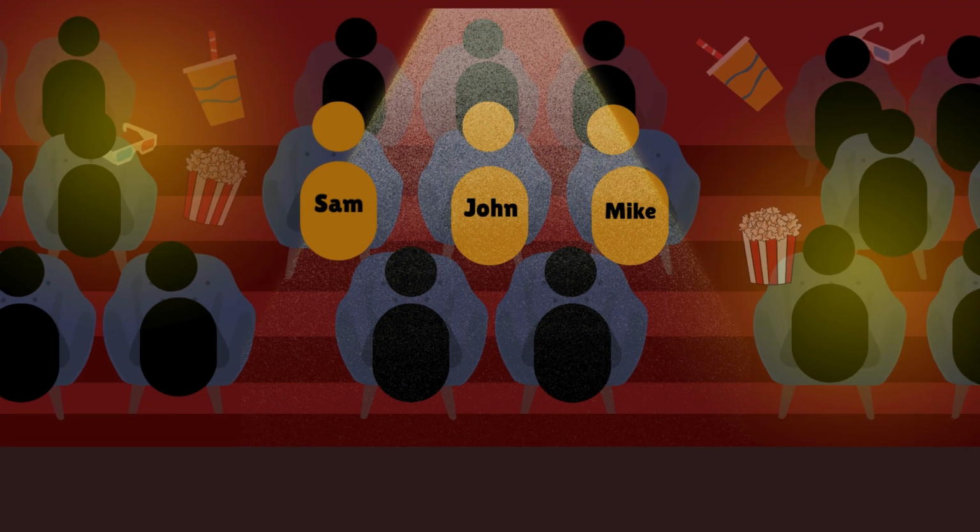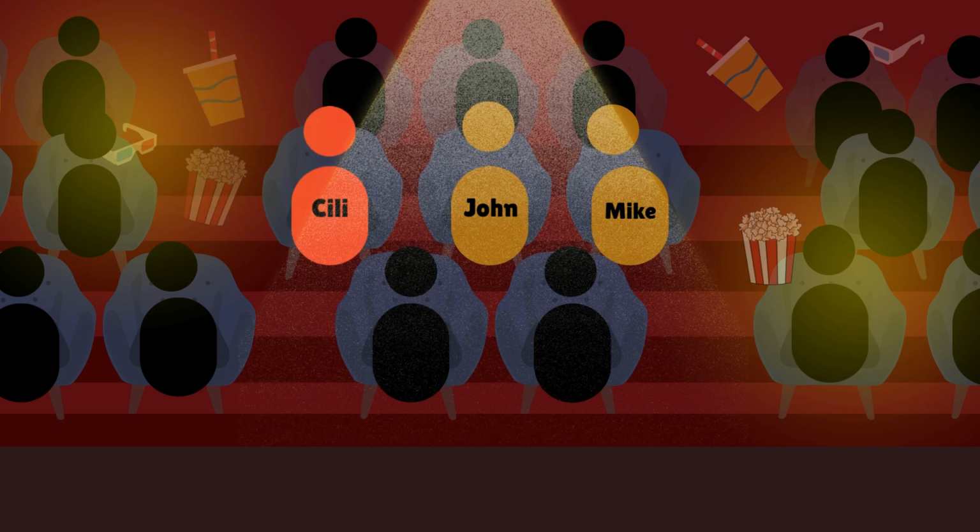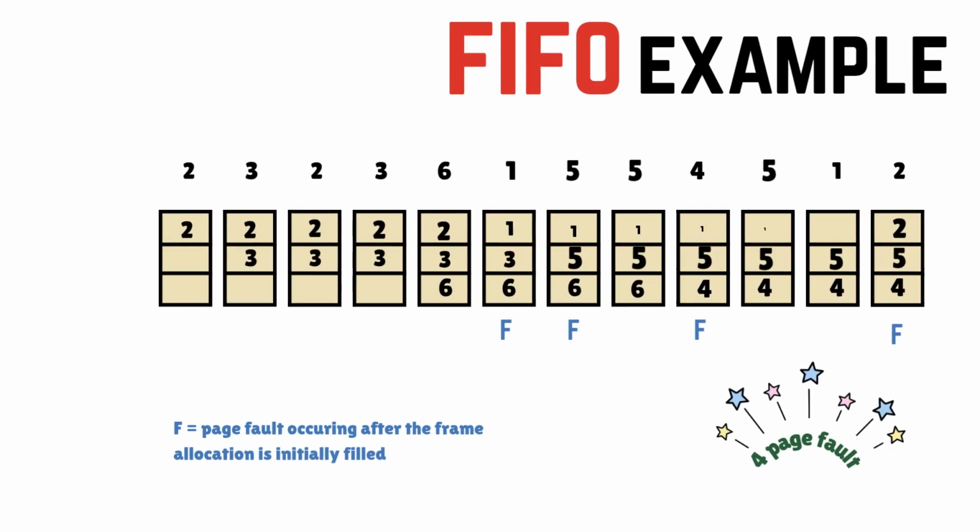Now let's say the cinema is a private high-end cinema with limited seats. When memory is full and the new VIP arrives, named Silly, FIFO will remove the oldest VIP from memory to make space for Silly. So Sam will be removed to let the new VIP Silly come in. This analogy resembles how FIFO, first in first out, works, in which the page that has been in the memory the longest will be the first to be removed when new data needs to be loaded.